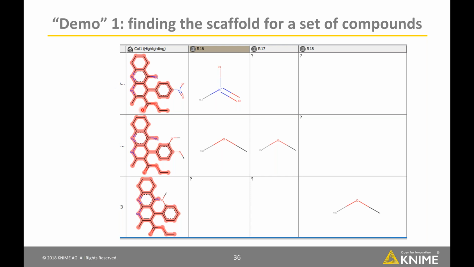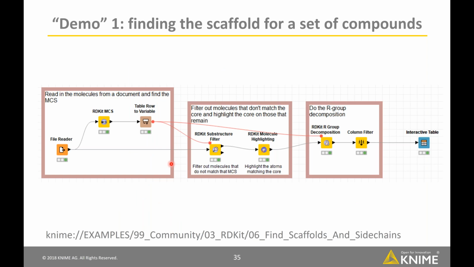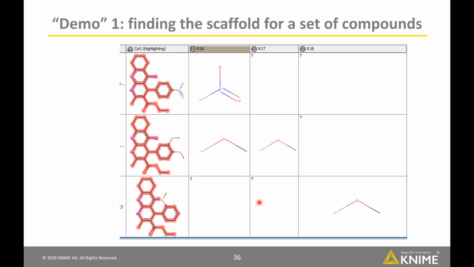Identifying scaffolds from a set of compounds is not a well-defined problem. There's no one right answer to this. I said the way that this is doing it is this kind of fuzzy MCS, so it's a maximum common substructure that has to cover at least 80% of the molecules, and it ignores atom types. So if you have a ring in your core that can be a phenyl ring or a pyridine, you can end up with an MCS that represents both of those. The workflow that I showed is on the example server. So I showed you that example server already. This is in the community section and in the RDKit section under that. So this is find scaffolds and side chains.